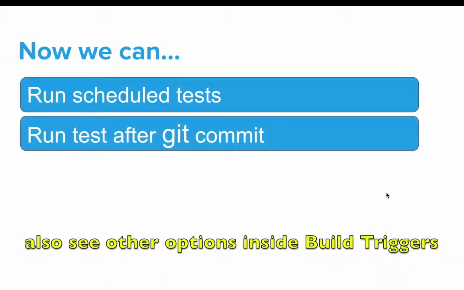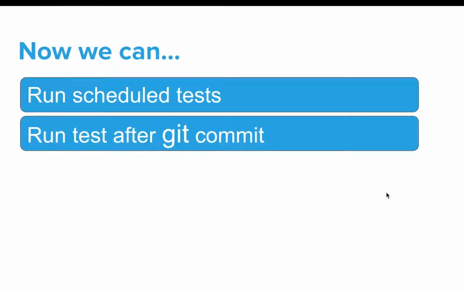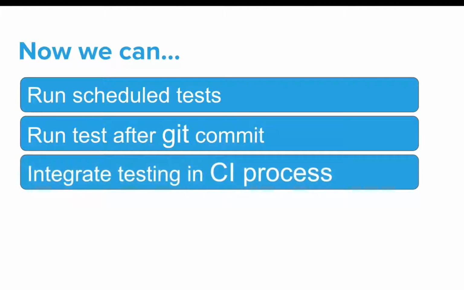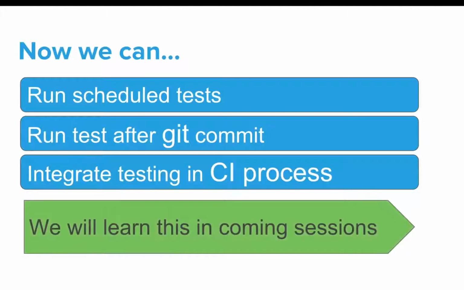The second one is we can run a test after a git commit. So for example, you are working in a team and you want that whenever somebody changes your project or makes any change or commit in the project, there should be a test triggered after that so that you can validate everything is okay. And then the most important is now we can integrate with the CI or continuous integration process. We will look into it in more detail in the coming sessions, but integration with any CI tool like Jenkins gives us a lot of power and a lot of flexibility.